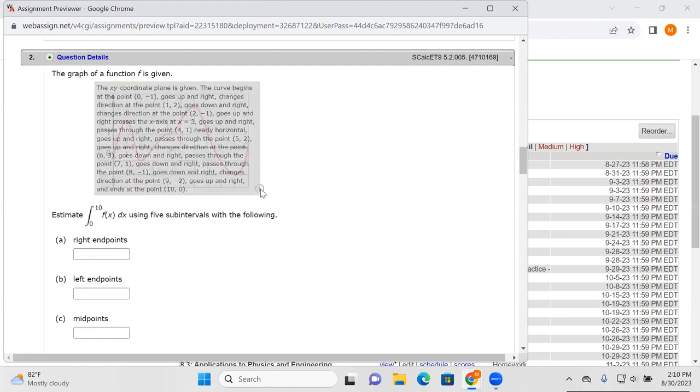And I bet if we hit this info button, this is for visually impaired students, you can see it very precisely.